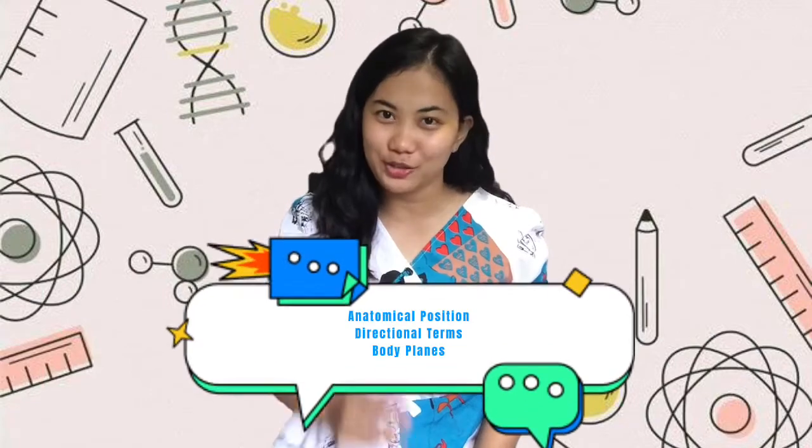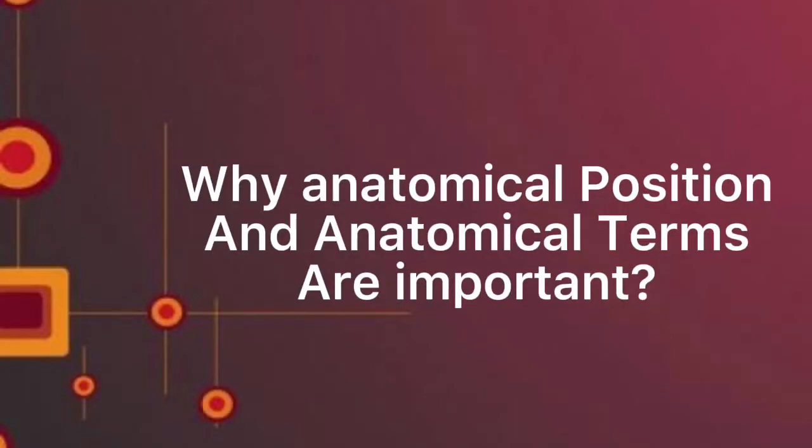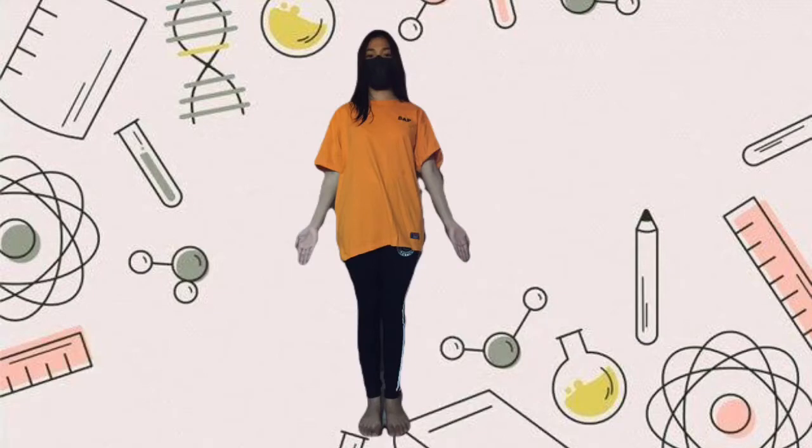So first, I have a question for you. Do you have any idea why anatomical terms and anatomical positions are very important? Suppose that I am not confident because I have pimples on my face. But where do I exactly mean? Is it here, here, or here? So using the anatomical position and anatomical terms, we can easily identify what structure is being described because it is used to give exact and precise location.